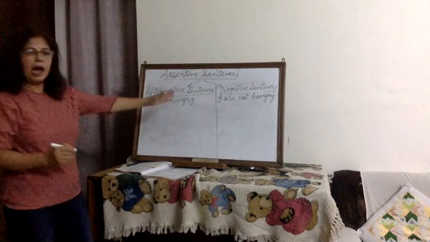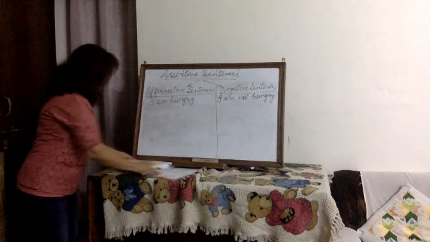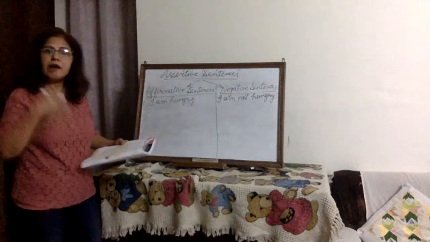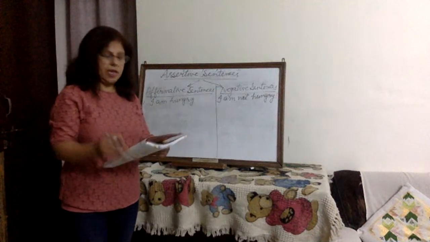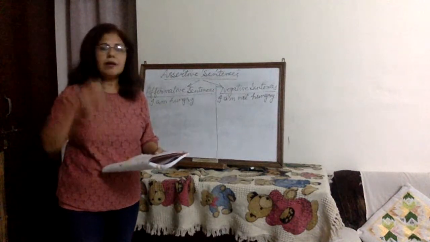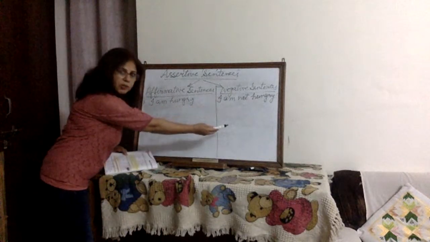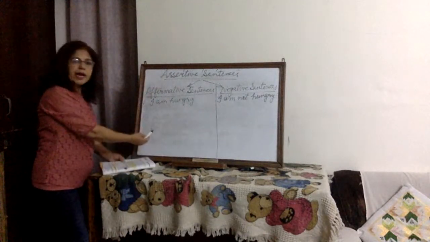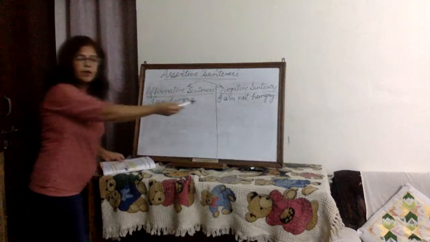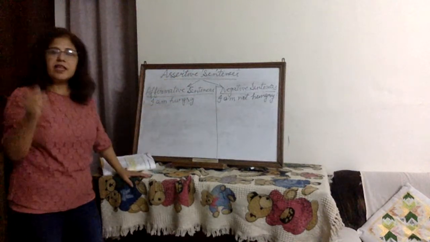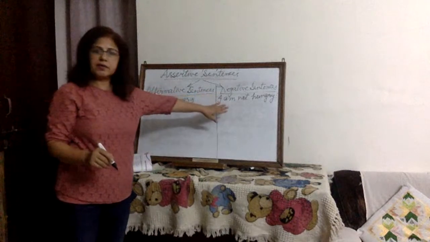I am hungry, I am not hungry. We are fast friends, we are not fast friends. They were good players, they were not good players. She can do it, she cannot do it. It may rain today, it may not rain today. So the sentences with "not" are called negative sentences.